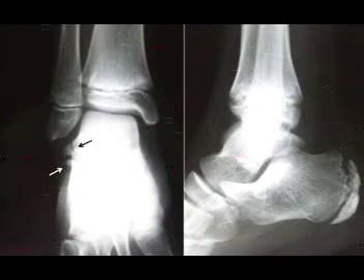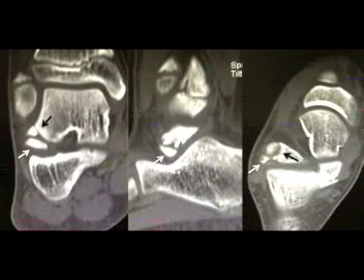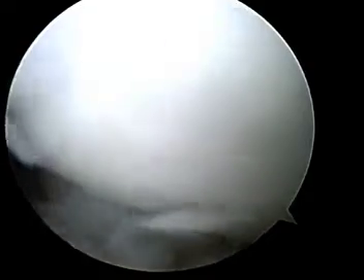Preoperative X-rays showed a non-union of the lateral process of the talus and an oval-shaped bone fragment. CT images revealed a minimally displaced hypertrophic bony fragment and a loose body between the talus and the calcaneus.